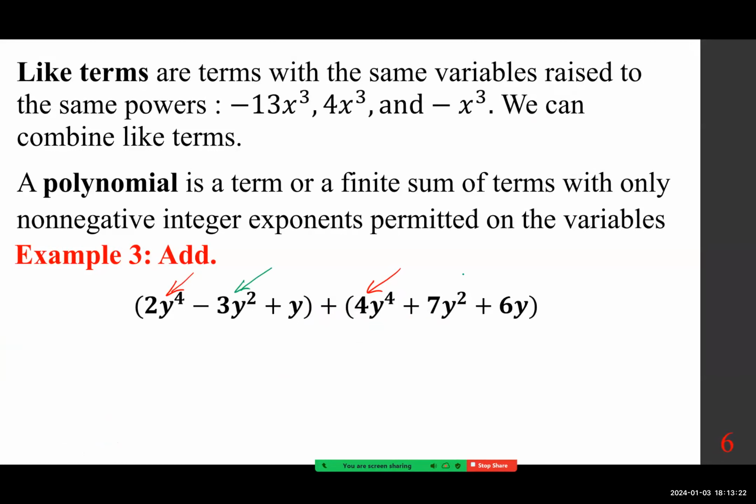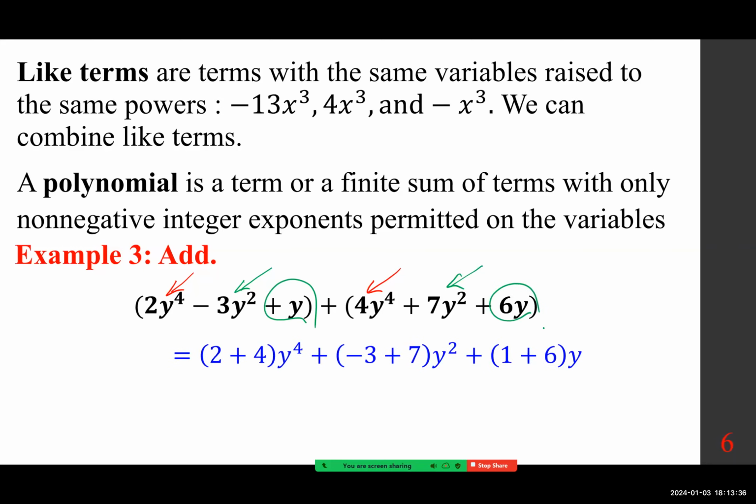I can add these two and I get negative 3y squared and 7y squared. Negative 3 plus 7 is positive 4y squared. And then finally, these two 7y. So 2 plus 4 here, minus 3 plus 7 for this one, and 1 and 6. Remember, when we have just a variable, the coefficient, the multiplier, the number sitting in front of it, is called the coefficient. When it's missing, it's 1.